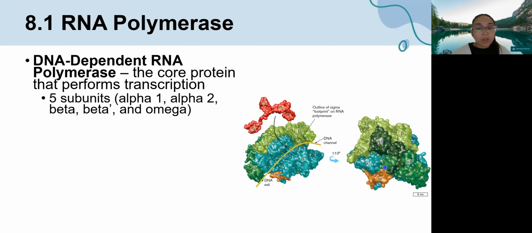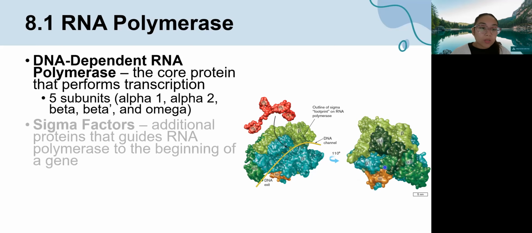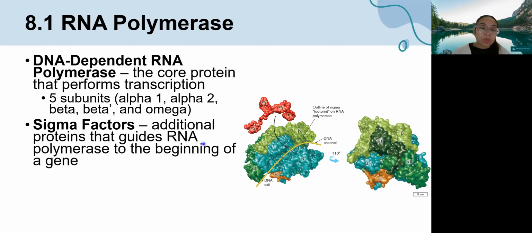Now, the RNA polymerase also usually binds to these sigma factors. So these are additional proteins that help guide the RNA polymerase to the beginning of the gene. By itself, it is not able to find the beginning of the gene. It is able to do transcription, but not actually locate where it should be going. And so the sigma factor is what helps do that. So these are all sigma factors here, and they would bind and help find the location on the DNA where it should start.